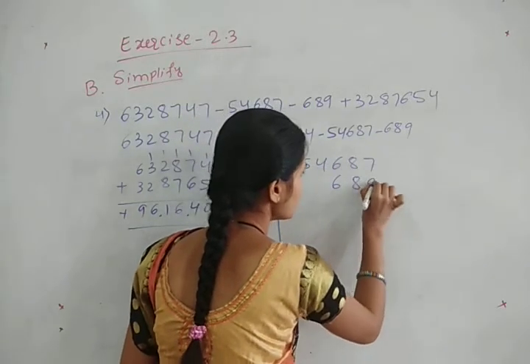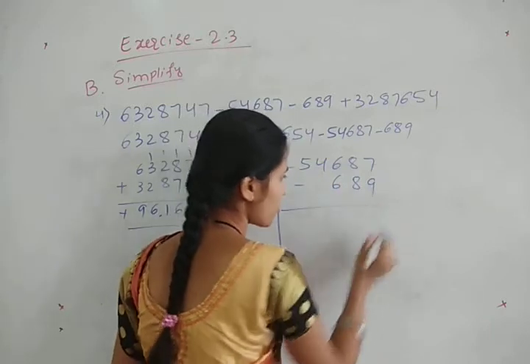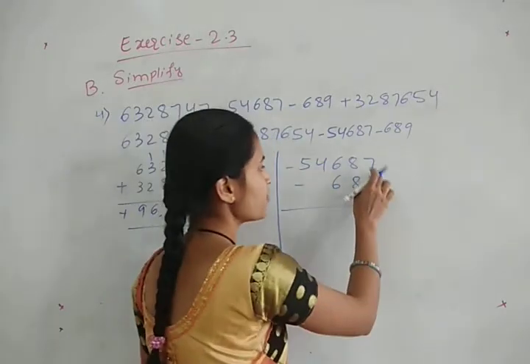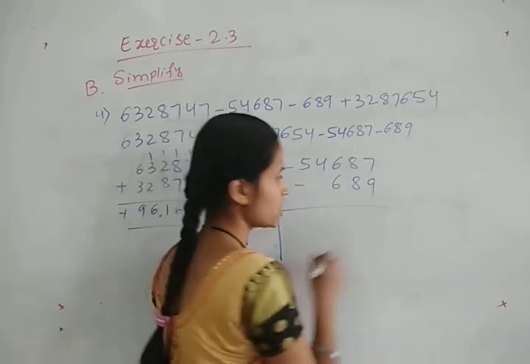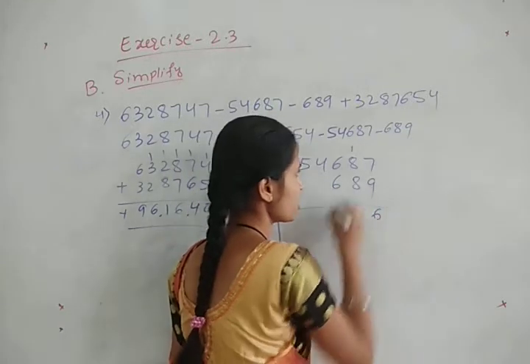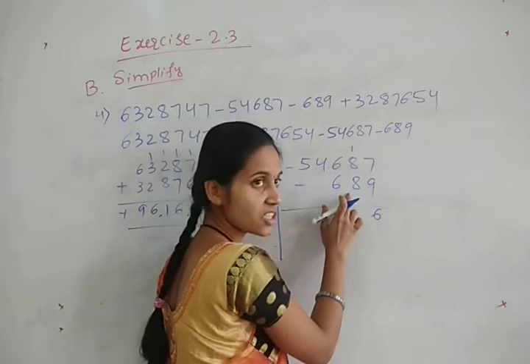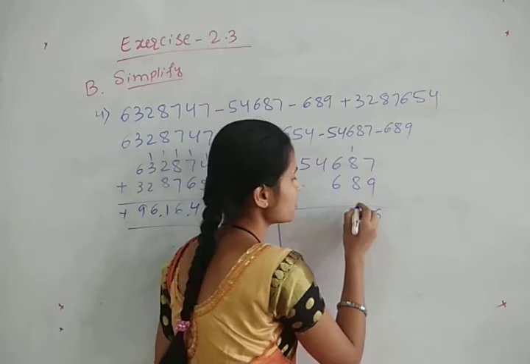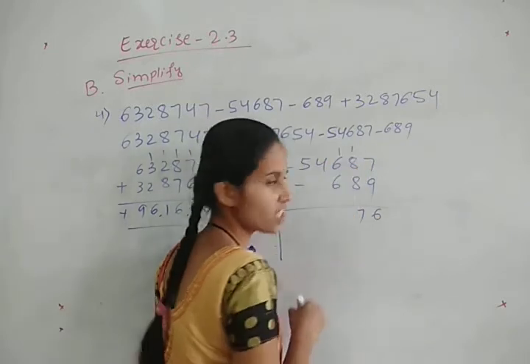I will add 689. So both these are having the negative symbol. So 9 plus 7 becomes how much? It becomes 16. Write 6. Take 1 as a carry. Now 8 plus 8 is 16. 16 plus 1 is 17. Write 7. Take 1 as a carry.